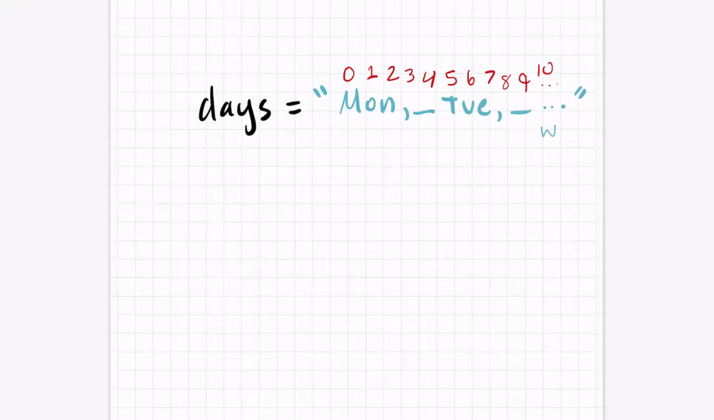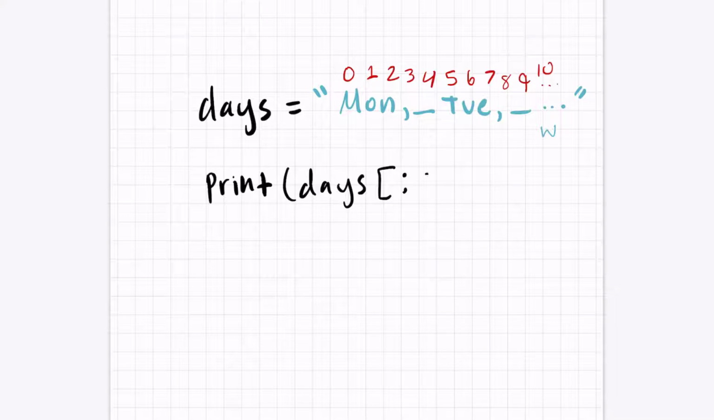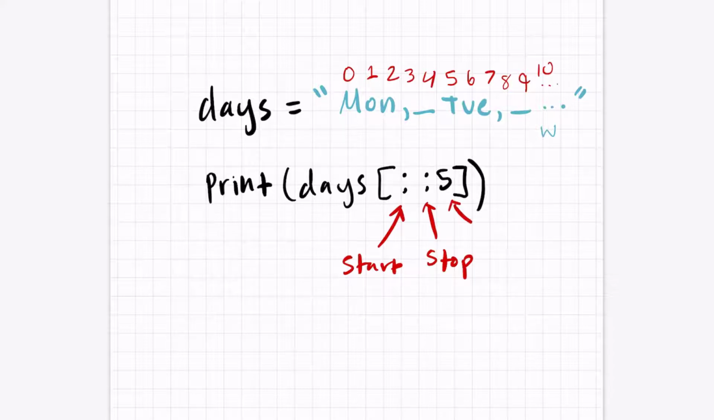Okay, so what they gave us was print. Let me write out print, and then days, and then 5, and then parentheses. This right here is your start. This right here is your stop. And this right here is your step.